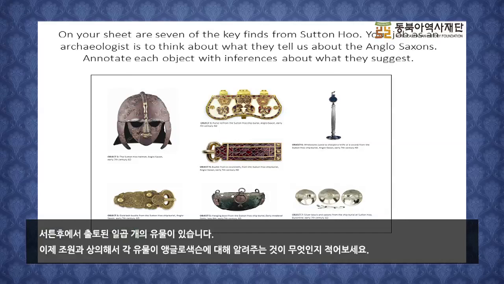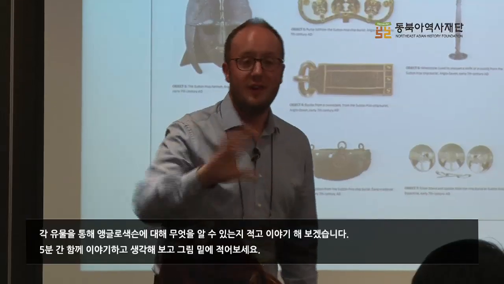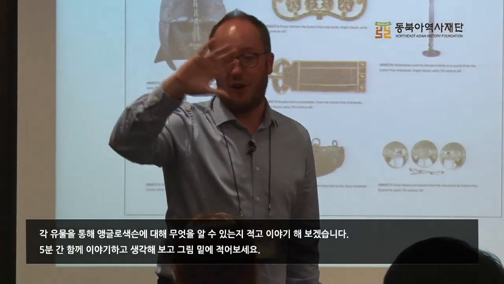So there are 7 objects here, 7 objects from the Sutton Hoo discovery. What I want you to do, working in groups, is annotate it, please. What do these objects tell us about the Anglo-Saxons? You're going to tell me what you can find out about the Anglo-Saxons from these 7 objects. Please write down on a piece of paper. I'm going to give you 5-6 minutes.